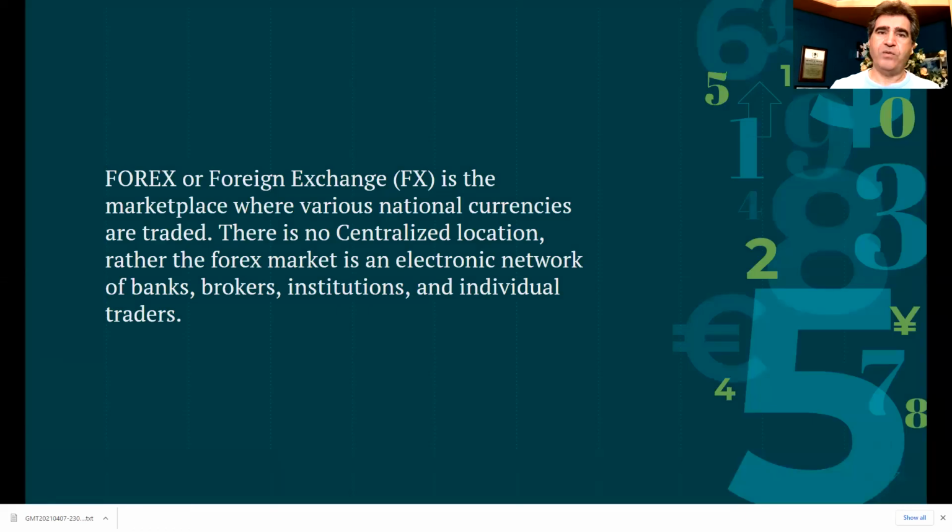So forex, or foreign exchange, or FX, is a marketplace where the various national currencies are traded. There is no centralized location, unlike stock markets and futures. Basically, it is an electronic network where the banks, the brokers, the institutions, and the individual traders deal with each other. So that's what forex is.